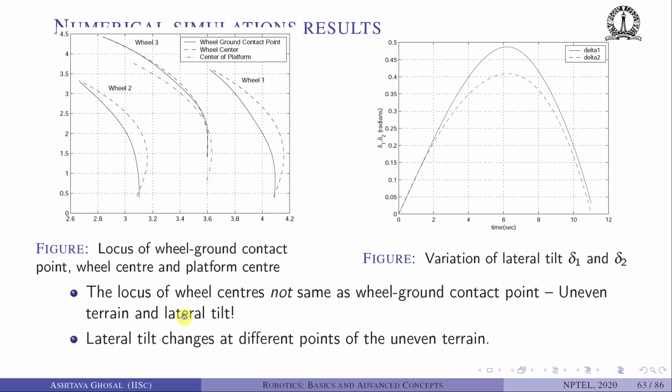So the locus of wheel centers is not the same as the wheel ground contact point. This is uneven terrain and there is lateral tilt. The lateral tilt changes at different points of the uneven terrain, which is expected. Due to the uneven terrain, the distance between the two contact points in the rear wheel will be different at different instants of time, and hence the lateral tilt will be different.